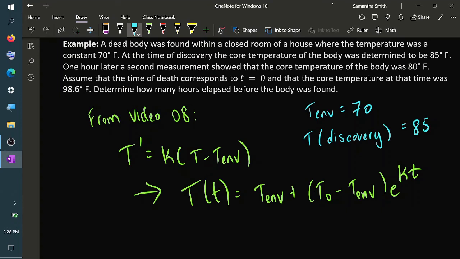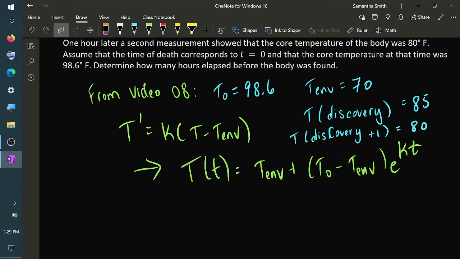1 hour later, so the temperature at the time of discovery plus 1 additional hour. Now the body's temperature is 80 degrees. So it says, assuming that the time of death corresponds to time t equals 0, and that the core temperature at time t equals 0, what we're calling T naught, was 98.6 degrees, determine how many hours elapsed before the body was found. So what we're basically trying to do is figure out the time of discovery.